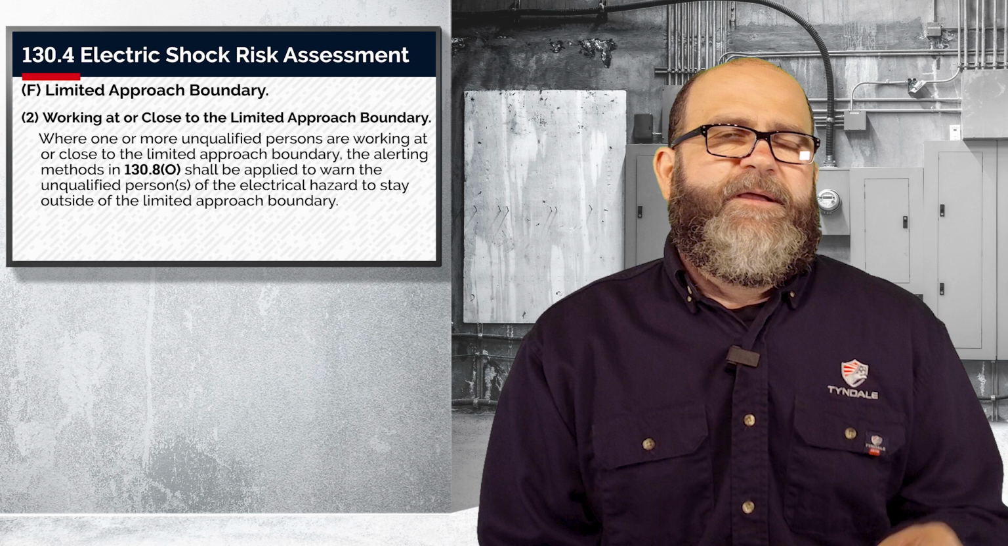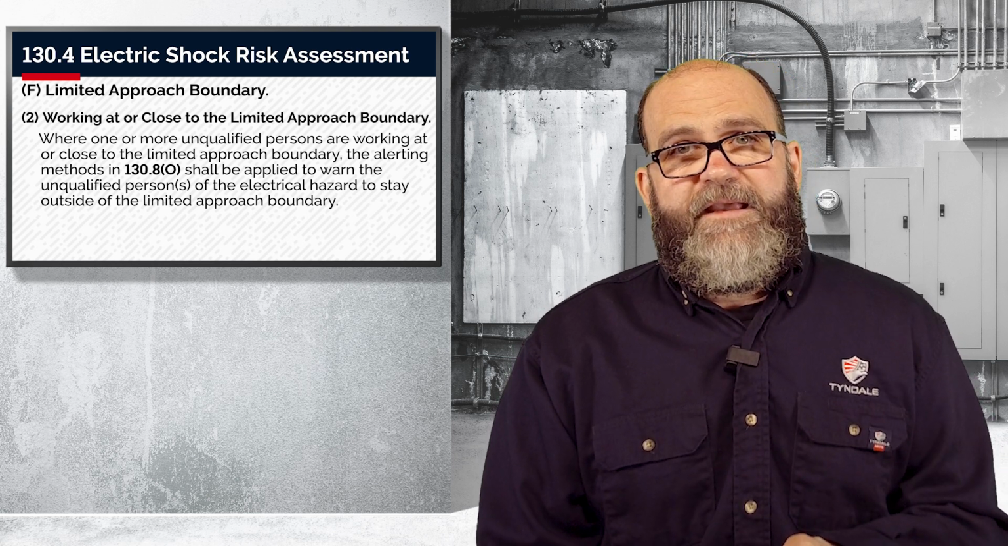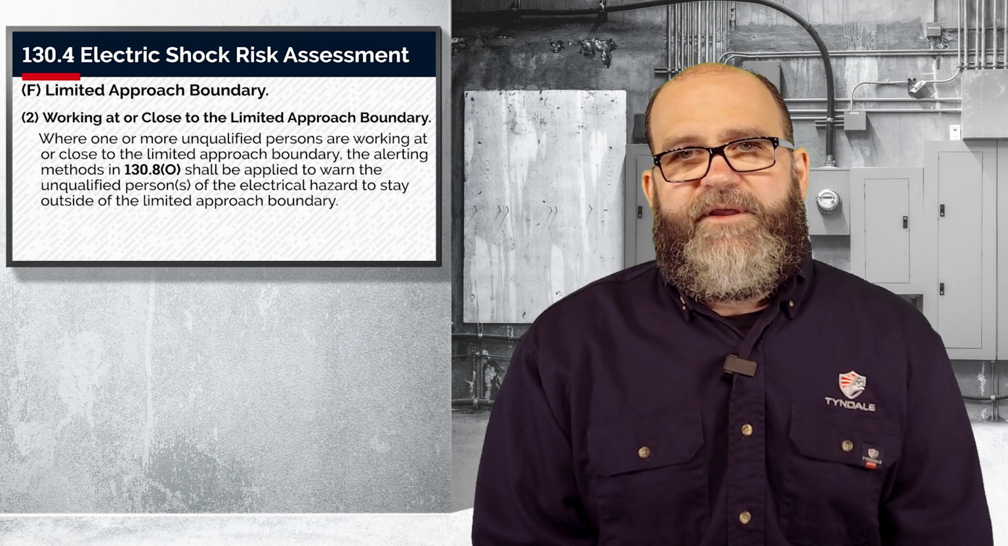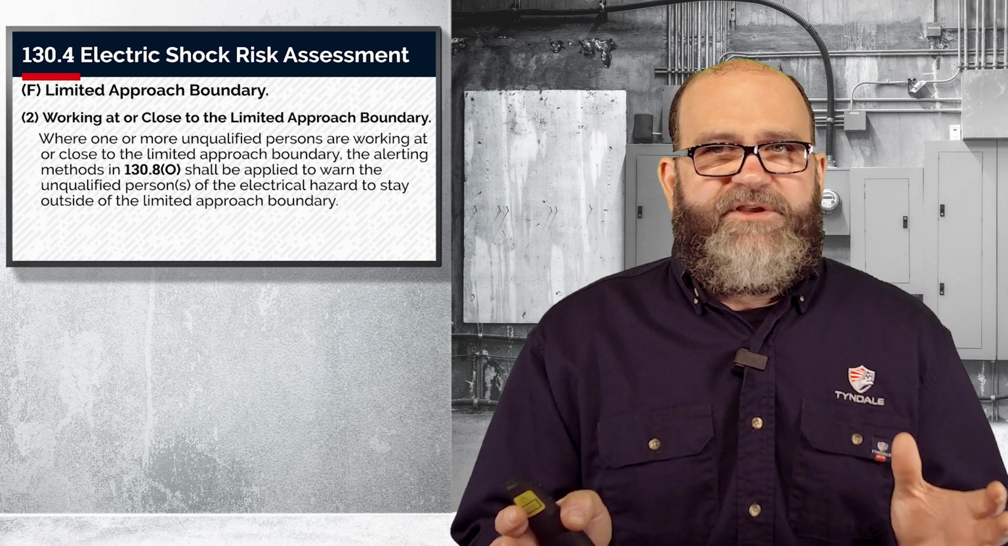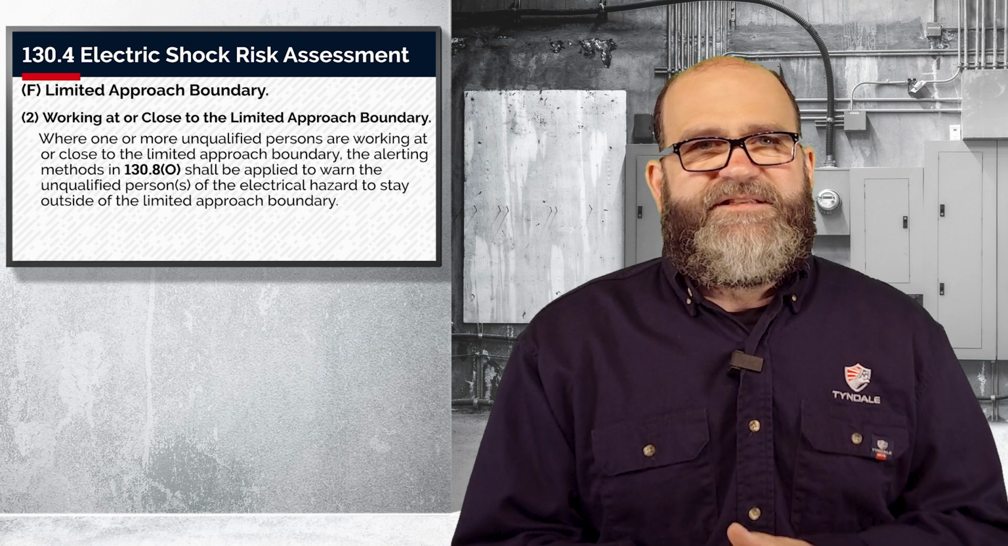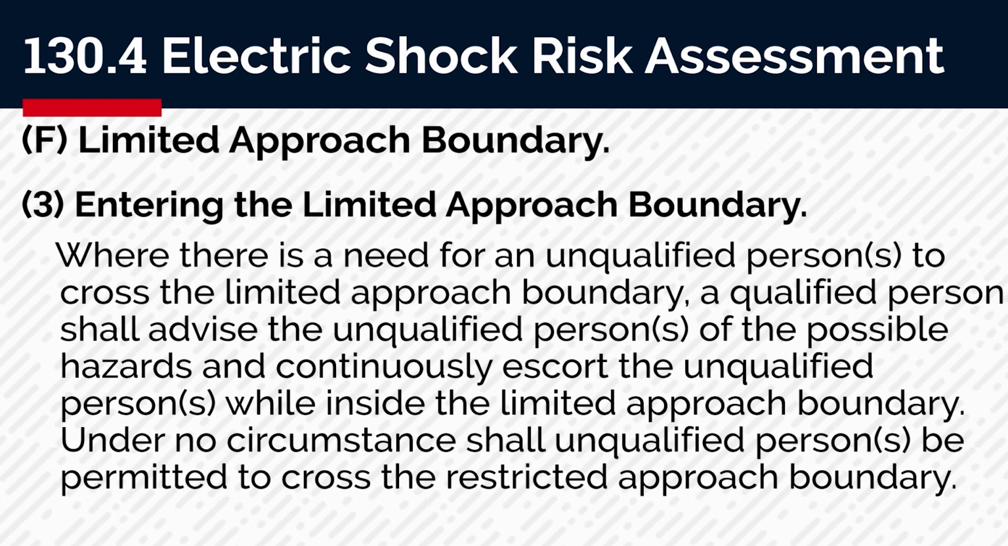There are going to be situations where you have someone that is unqualified and they need to enter or pass through your work area. It should be rare. You should always eliminate that risk, but occasionally there might be that risk. So it addresses that in 130.4F3. It tells us that when there is a need for an unqualified person to cross the limited approach boundary, you as a qualified person shall advise that unqualified person of the possible hazards, and then you have to continuously escort them while inside of that limited approach boundary, that space.